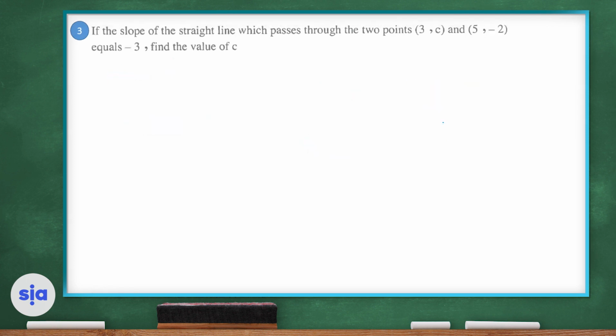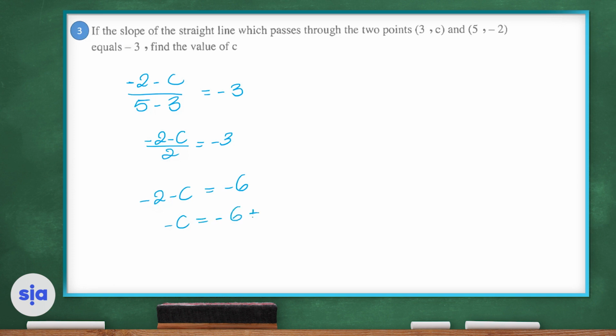Question 3. If the slope of the straight line which passes through the 2 points (3, c) and (5, -2) equals -3, find the value of c. As we did in the previous question, y2 minus y1 over x2 minus x1 equals the slope, which is -3. Then -2 minus c over 2 equals -3. Then -2 minus c equals -6. Then -c equals -6 plus 2. So -c equals -4. Then the value of c is 4.